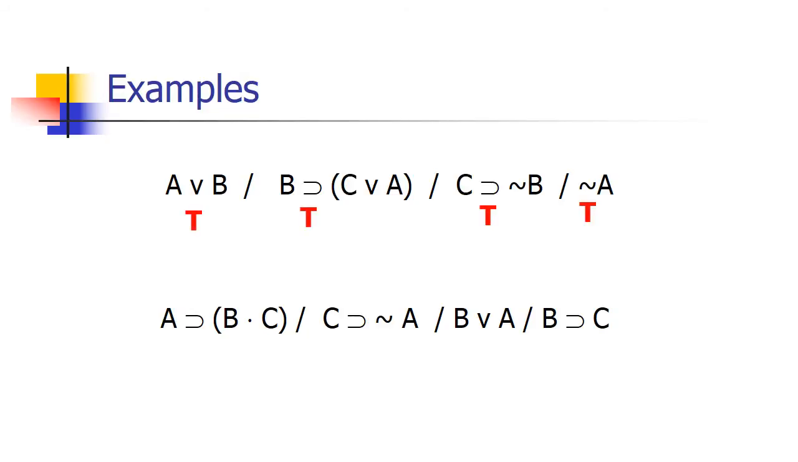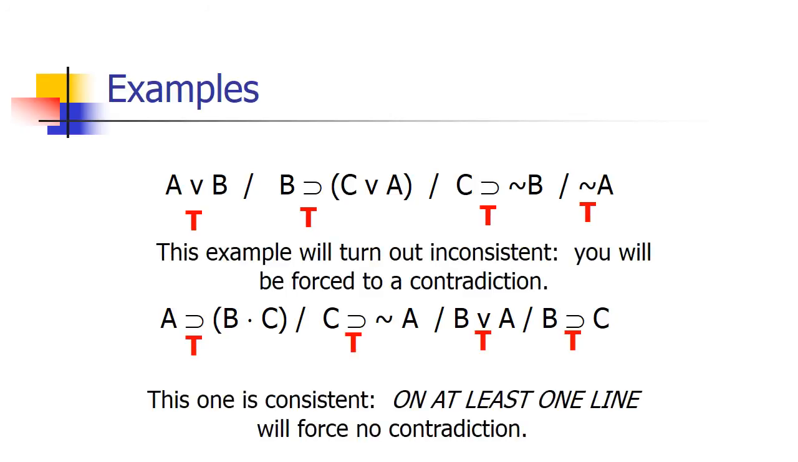I'm going to go ahead and put my truths underneath each and every one of the main operators. And we want to see if we can make them all true at once. Now the first example, I have to tell you in advance, it will turn out inconsistent. You will be forced to a contradiction. The second set has, well, you're going to need 3 rows on that indirect truth table. But there will be at least one line in which there will be no contradiction that you're forced to.